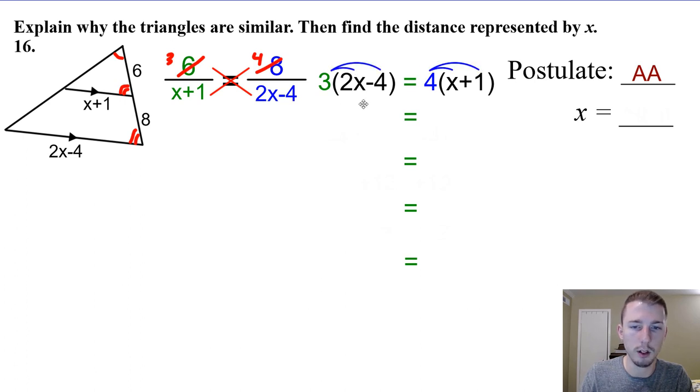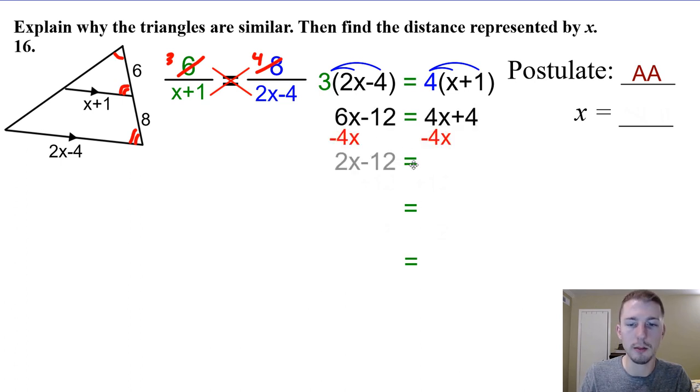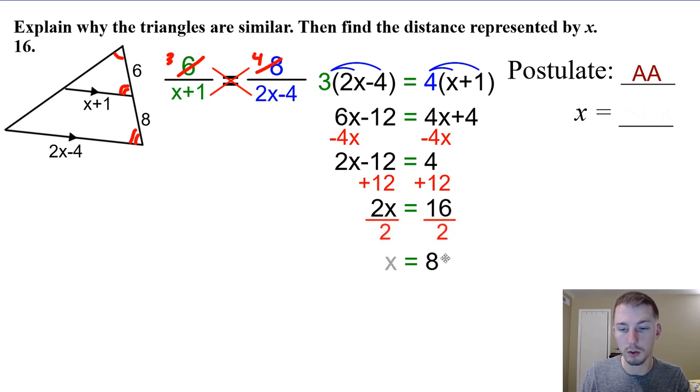Oh, isn't this fun? So that's going to be 6x minus 12 and 4x plus 4. Subtracting 4x from both sides, leaving me with 2x minus 12 is equal to 4. Then I add 12 to both sides. Isn't algebra just so much fun? Divide everything by 2, so x is equal to 8.